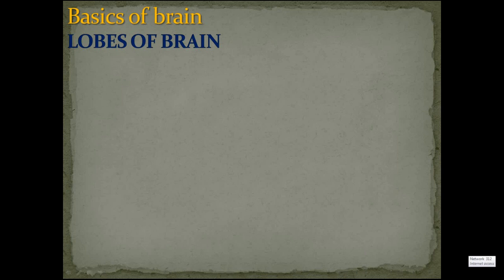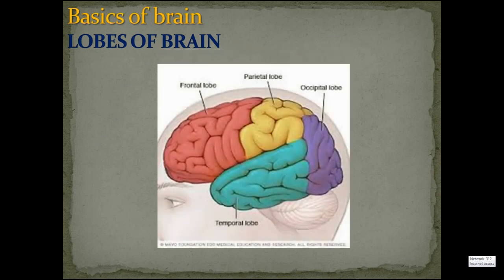The answer to this question is that there are different areas and lobes present in our brain to control these different functions. Mainly there are four lobes: frontal lobe, parietal lobe, occipital lobe and the temporal lobe. These different lobes are associated with different activities: the frontal lobe with motor activities, the parietal lobe with sensory activities, the occipital lobe with vision, and the temporal lobe with hearing and speech control.